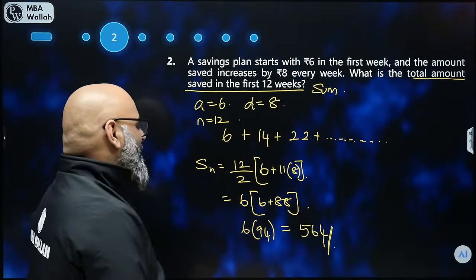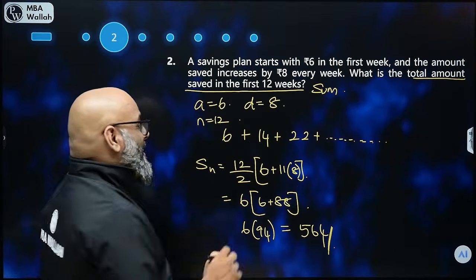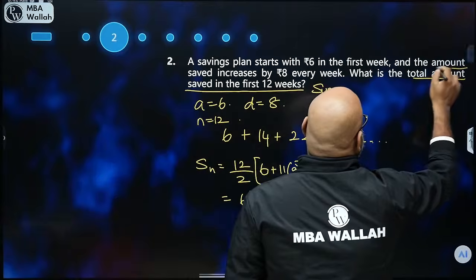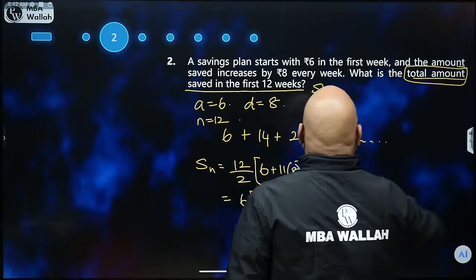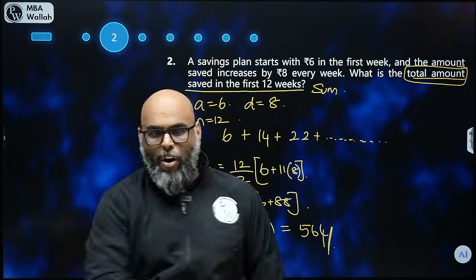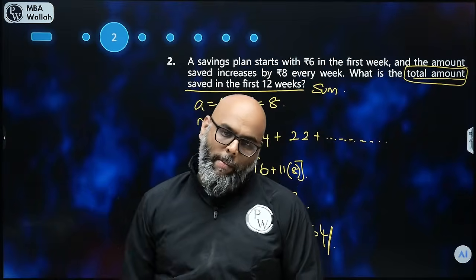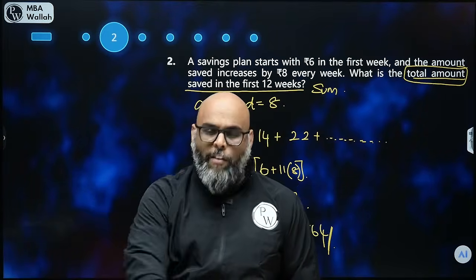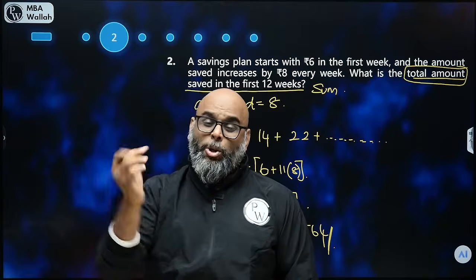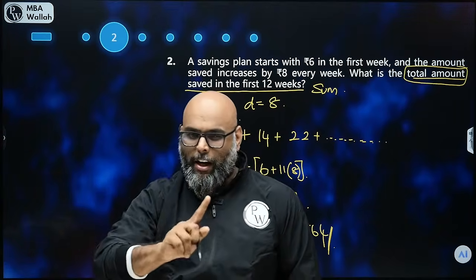Brilliant. Simple. Read the question. The question says total amount. What do you mean by total amount? It is telling me, hey, for all 12 weeks put together, what will be the value? Which means sum of all 12 weeks, not the 12th week. Have to be very clear about it, right?